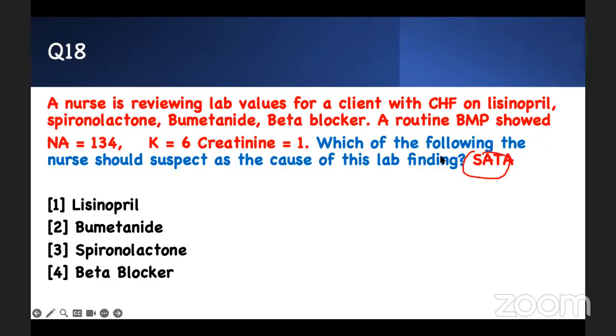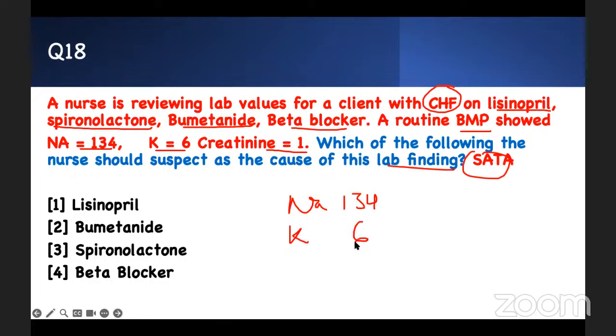Select or apply. Which of the following should the nurse suspect as the cause of this lab finding? A nurse is reviewing lab values for a client with CHF on lisinopril, spironolactone, bumetanide, and a beta blocker. A routine BMP shows sodium 134, potassium 6, creatinine of 1. I'm on lisinopril, spironolactone, bumetanide, and a beta blocker. What do you think? Who is the culprit?